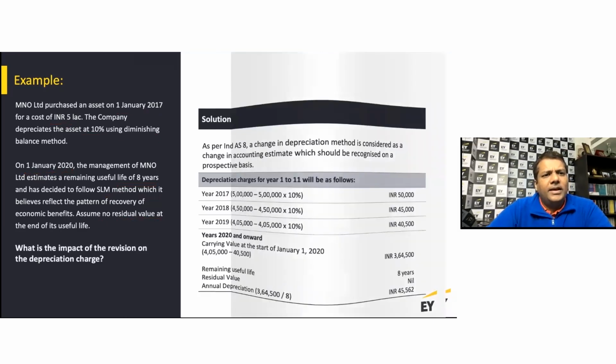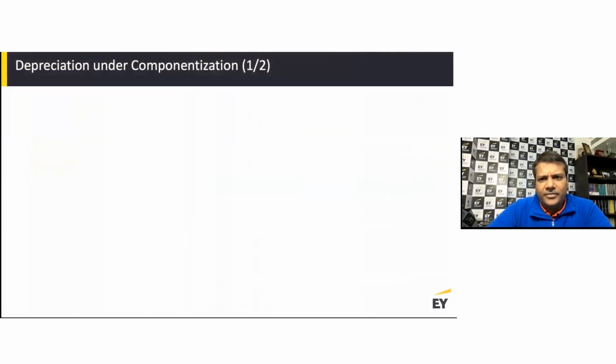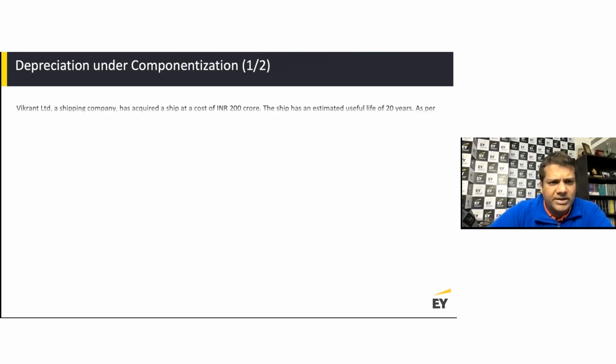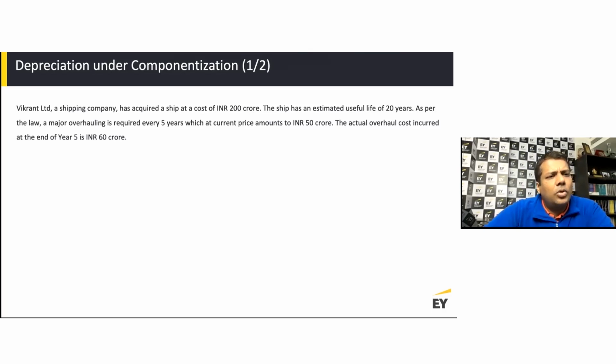Okay. So let's try and understand a few bits with the help of this example on depreciation under componentization. So we just talked about componentization, right? With some overhauling, inspection, and all of that stuff. Let's just look at the computation of depreciation with componentization as well. So Vikrant Limited, a shipping company, has acquired a ship at a cost of INR 200 crores.